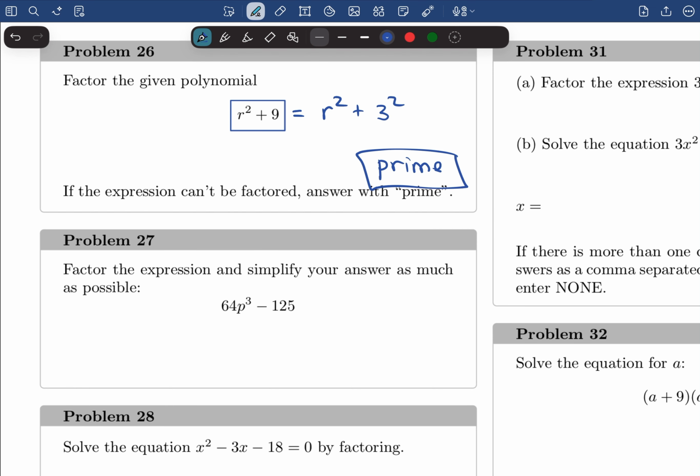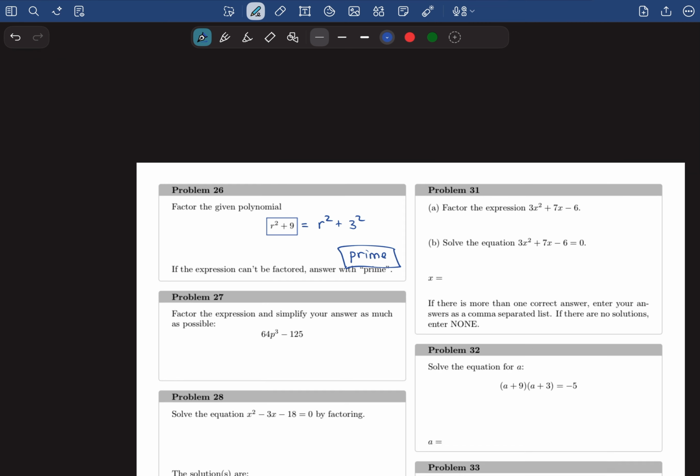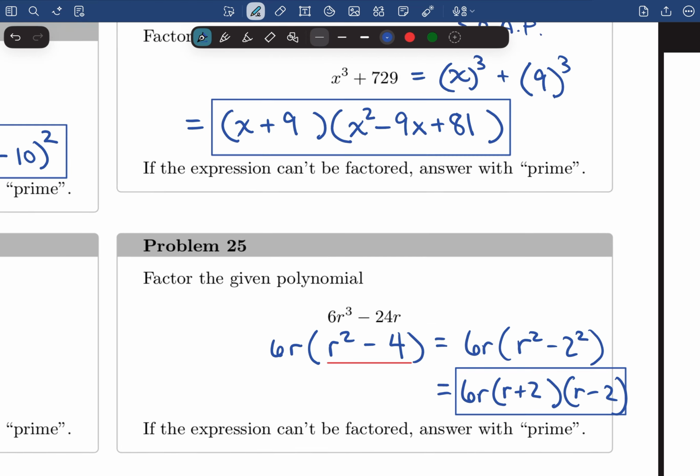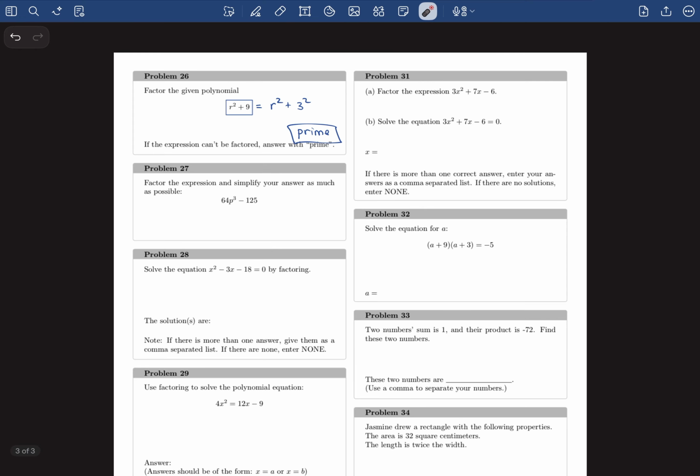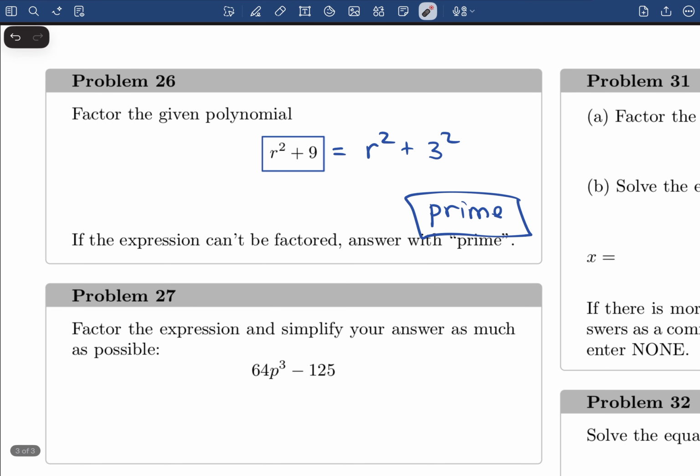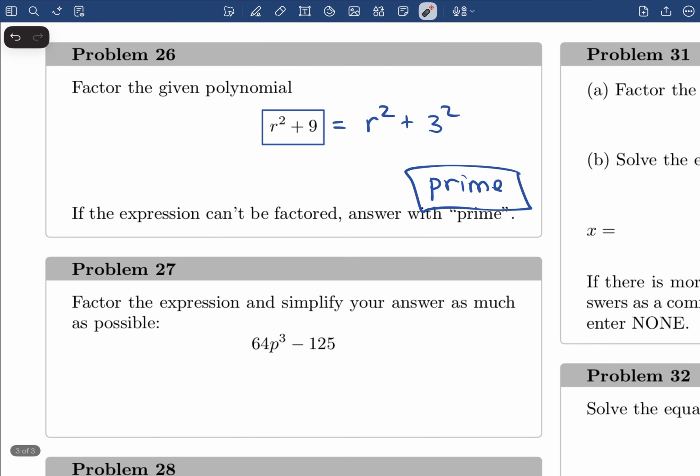All right, so be careful. The difference of squares can be factored, like we saw on the previous problem, problem 25. You see, I factored the difference of squares, that's factorable. But the sum of squares is not factorable. It is prime.